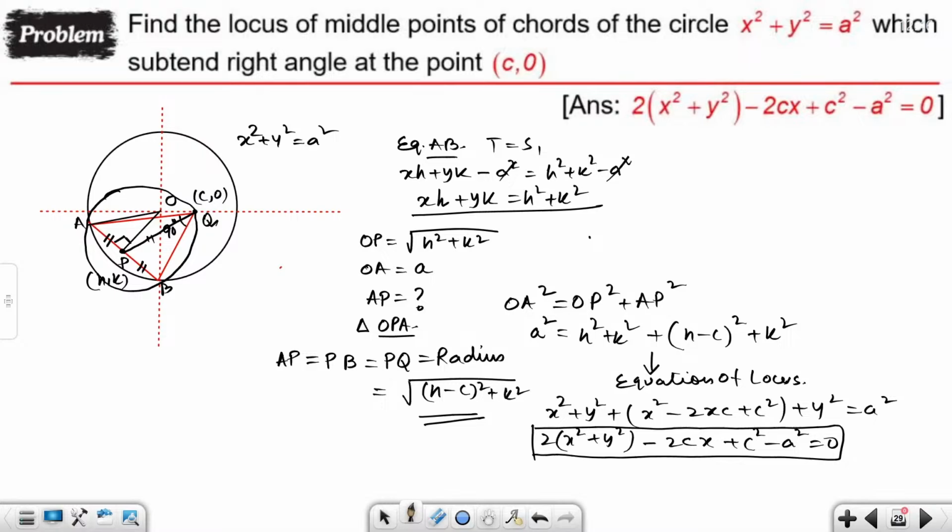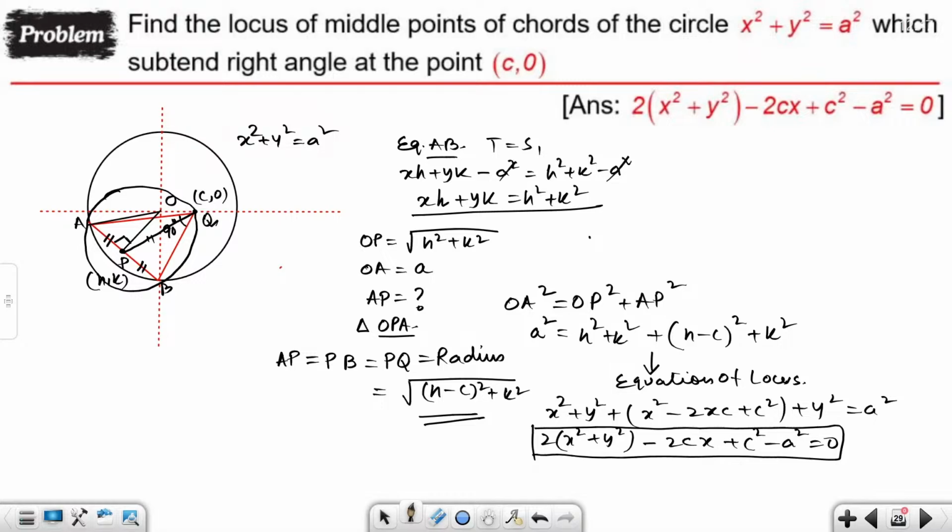Because we know that the angle in a semicircle is always a right angle. But if this angle had been something else, then we cannot say that the circle taking AB as a diameter will definitely pass through Q. No, it will not, because the angle is not 90 degrees in that case. But in this case, the angle is 90 degrees. So definitely the circle is going to pass through Q. Is it clear to all?